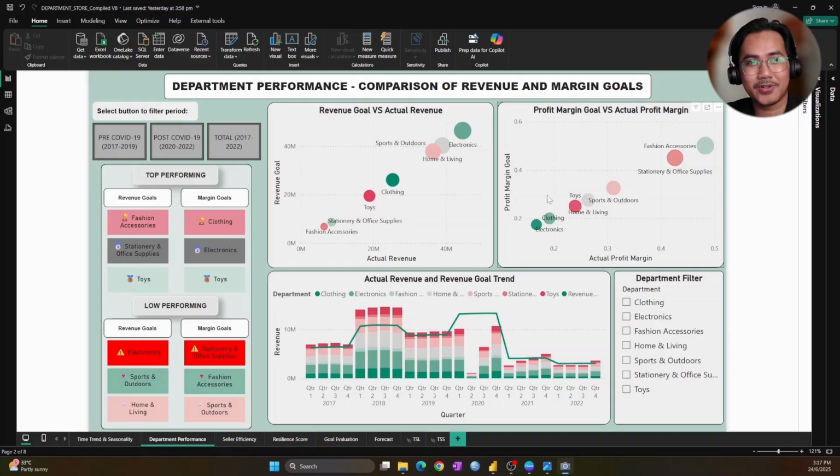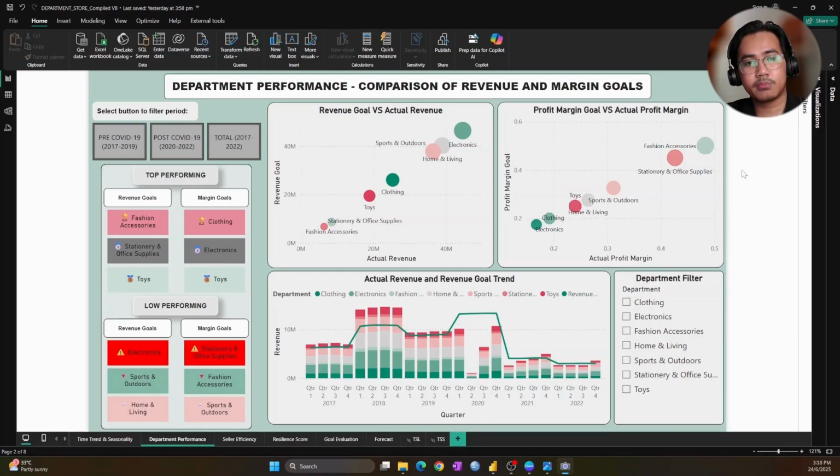Hi, my name is Ameer. I'm responsible for designing and creating this dashboard titled Department Performance Comparison of Revenue and Margin Goals. This dashboard is designed to be user-friendly and easy to use for anyone, especially management, to see which department is high performing or low performing when comparing their revenue and margin goals against actual results.